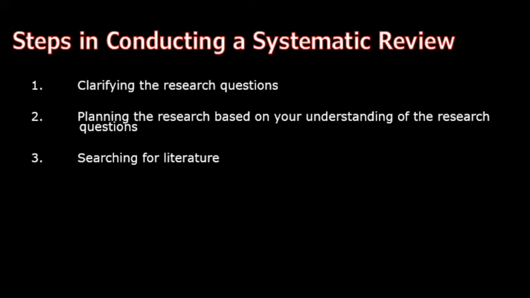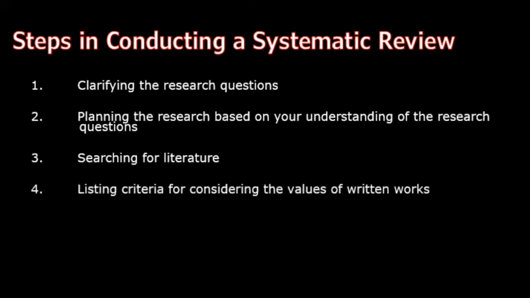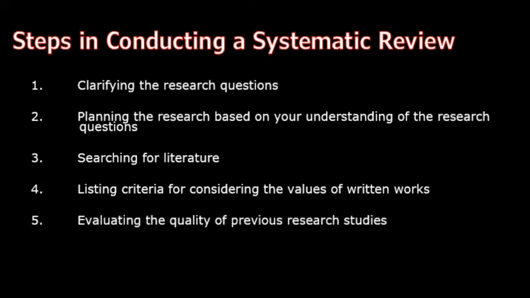Number three, searching for literature. So this is where RRL might come into the picture. Number four, listing criteria for considering the values of written works. Number five, evaluating the quality of previous research studies. So you don't need to just get any studies that you can find on the internet, but you also have to read them and know their relation to your research.